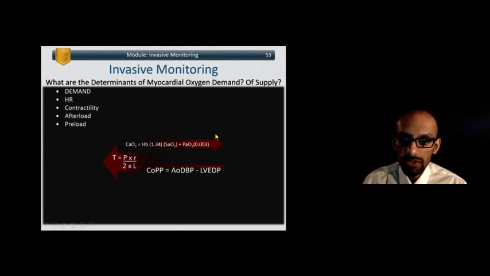You need to know the equation for that, which is your hemoglobin times 1.34 times your saturation, plus your PaO2 times 0.003, which is negligible overall. Okay, and it also includes your coronary vascular tone as well as coronary perfusion pressure, for which the equation is here: aortic diastolic pressure minus LV EDP.